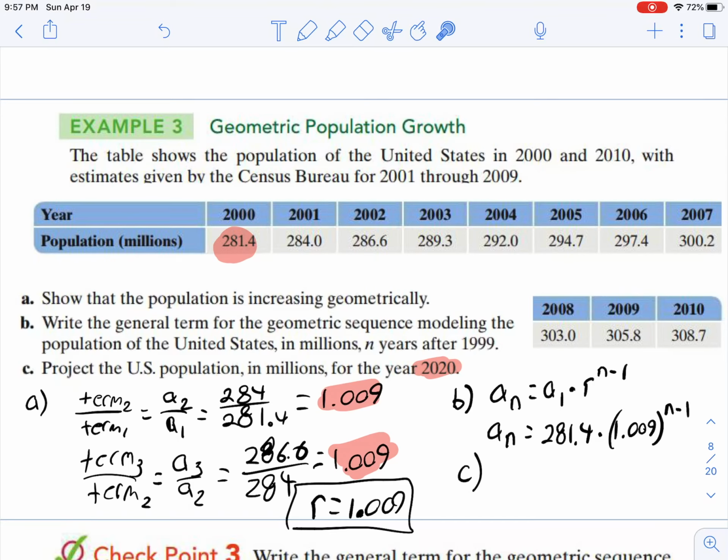When you're done, please look at checkpoint number 3 for me, and please do all of those. If you have any questions, please send me a picture of your work, and then send me a question as well to go along with it.